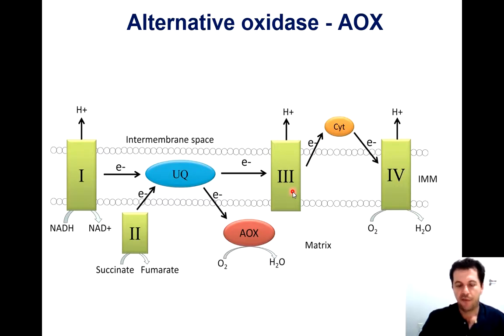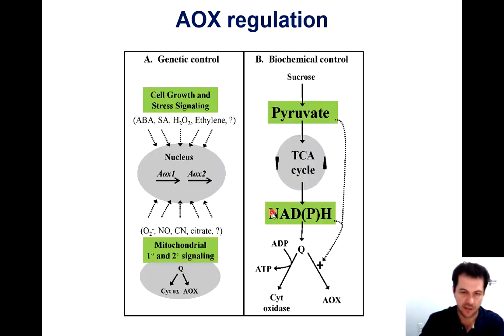In plants we have a different protein, whose name is alternative oxidase, because it's an alternative pathway of respiration. From the ubiquinone pool, usually the electrons go from the ubiquinone to complex 3, but these electrons can also be taken by the AOX, and the AOX is going to convert oxygen to water. So this enzyme is very important, and it's regulated by different things in plants.